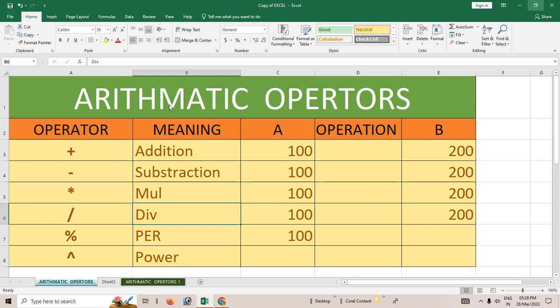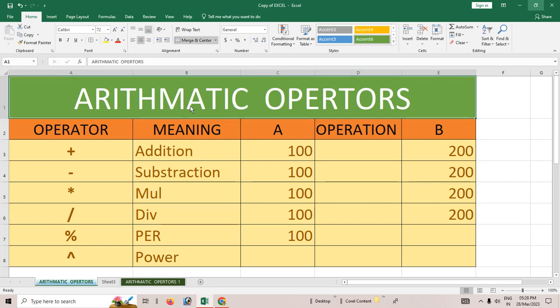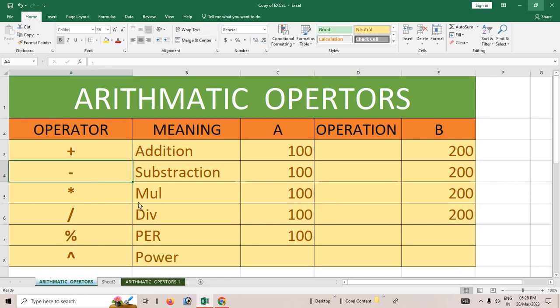Today we see arithmetic operators. These operators are plus, minus, multiplication, division, and the percentage sign. This is called percentage. This sign is a caret, and it is power.